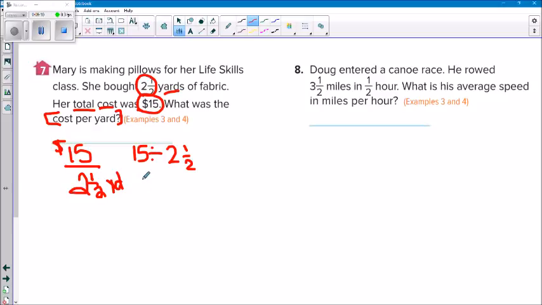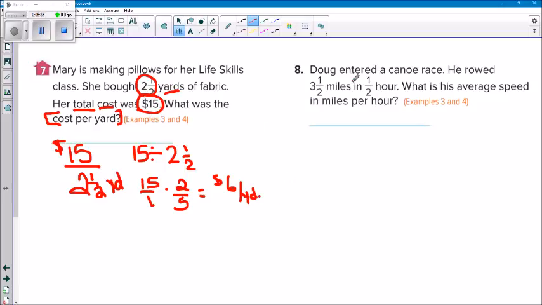And if you do that, you end up with 15 over 1 times 2 over 5. That's after we changed it and we flipped it. And you get 6. Not 6 anything, $6 per yard. That's a unit rate, $6 per yard.